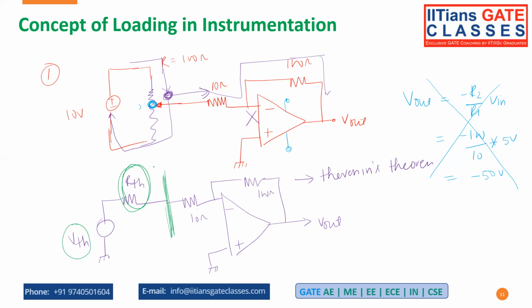First circuit you can Thevenize. You can separate both circuits. Now there is no interaction between these two circuits in terms of current. You can directly calculate the Thevenin's resistance and Thevenin's voltage. Then you can connect here. Now there is no such loading, and then you can directly apply your formula, minus R2 upon R1 into V input. Now what is going to be R2? R2 is the same 100 ohms, but R1 is going to be 10 plus RTH.